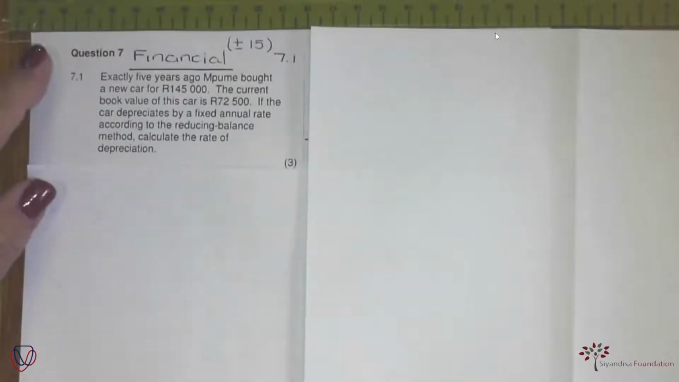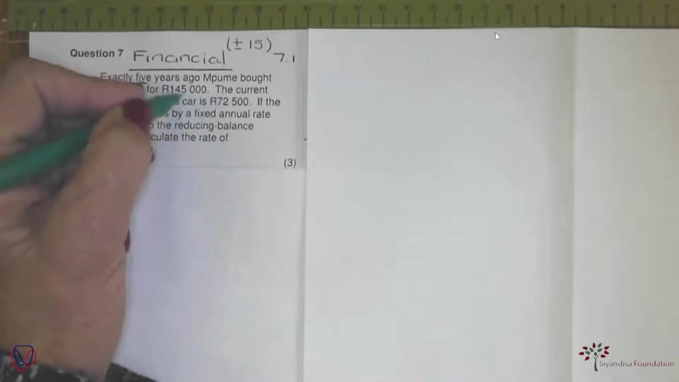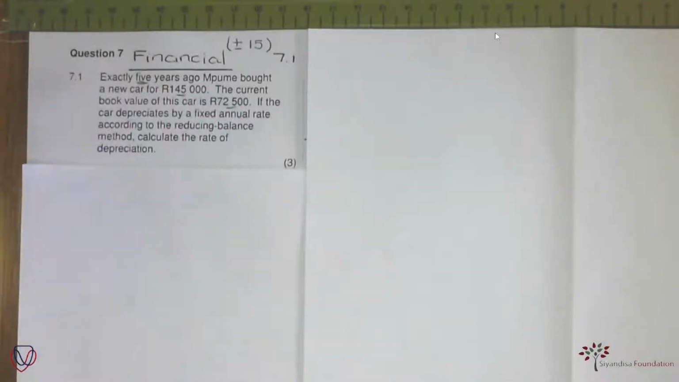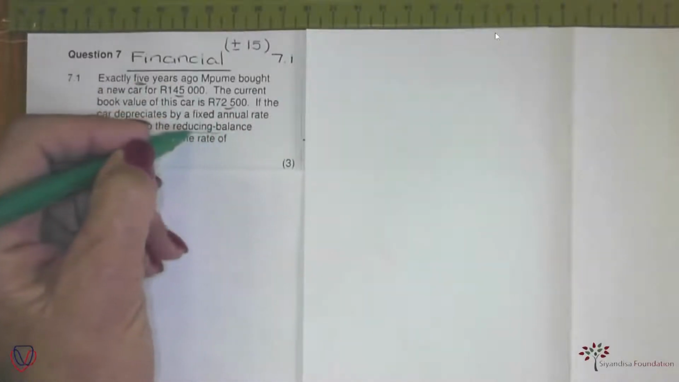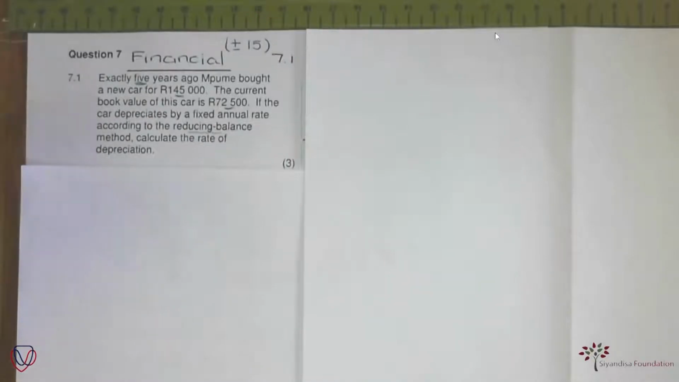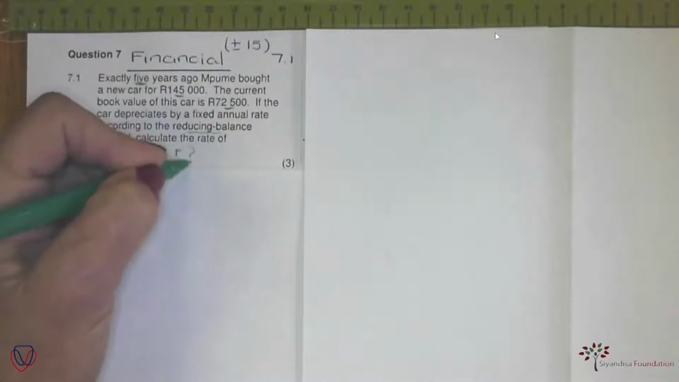Okay, now let's have a look at this first one. Exactly 5 years ago, I'm going to underline the 5 because that's my N, Mpume bought a new car. The current, that is my one value and that is my other value. We'll decide now which one is which. If the car depreciates by a fixed annual rate according to the reducing balance method, reducing balance, compound interest formula, but I'll tell you now, calculate the rate. So here you must determine the rate, that is the one you've got to find.